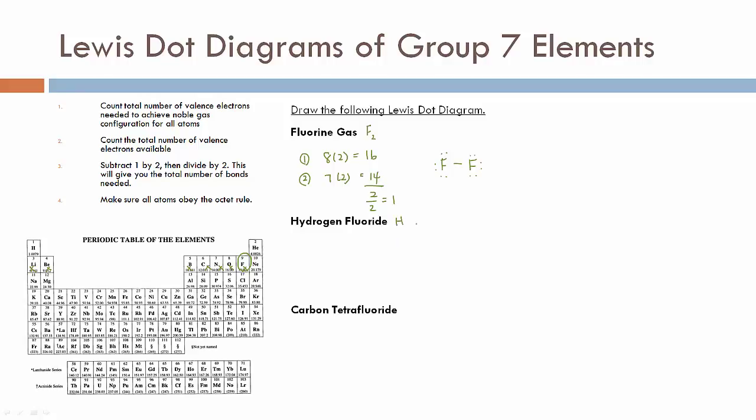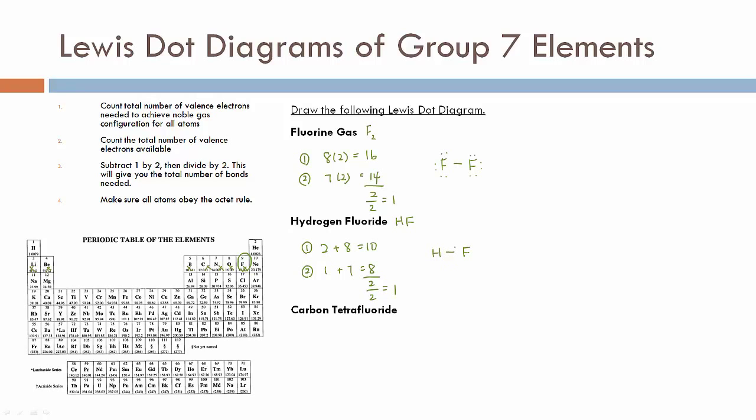Next Lewis dot diagram we'll be drawing is hydrogen fluoride. So hydrogen requires 2 valence electrons to fill its valence shell, whereas the fluorine requires 8 electrons, so that's 10 electrons. Hydrogen contains 1 valence electron, and fluorine has 7 valence electrons, so that's 8. So 10 minus 8 is 2, divided by 2 is 1. 1 bond is required to link the hydrogen and fluoride together.